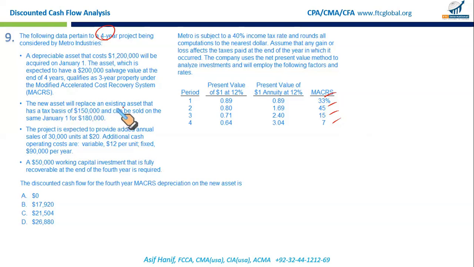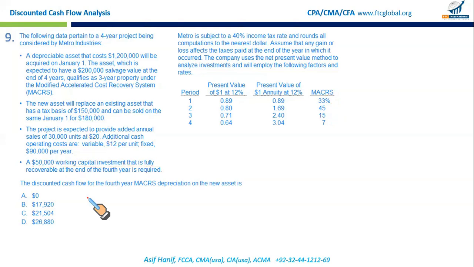This asset will replace an existing asset that has a tax basis of 150, and it can be sold for 180 on 1st January at the start of the project. The project is expected to provide added annual sales of 30,000 units at 20 each. That's the selling price. Additional cash operating cost will be $12 per unit. That's the variable cost, and fixed cost of $90,000. It further says a 50,000 working capital investment is fully recoverable at the end of the 4th year. So this is initially invested as an outflow, and the full amount is collected at the end of the 4th year.